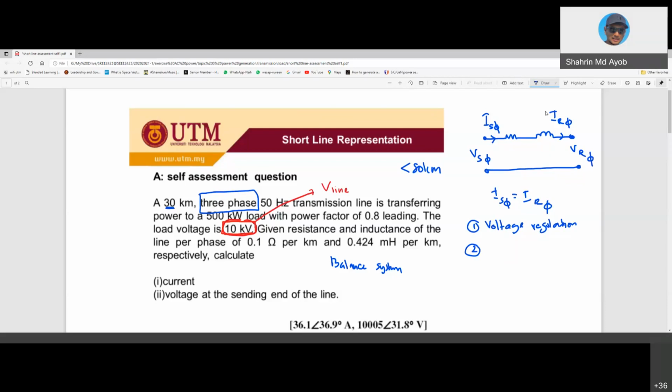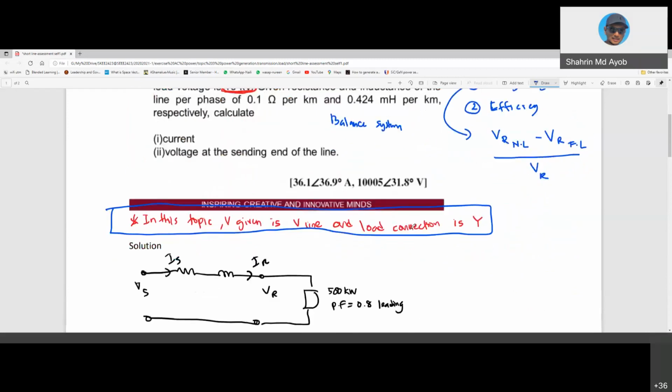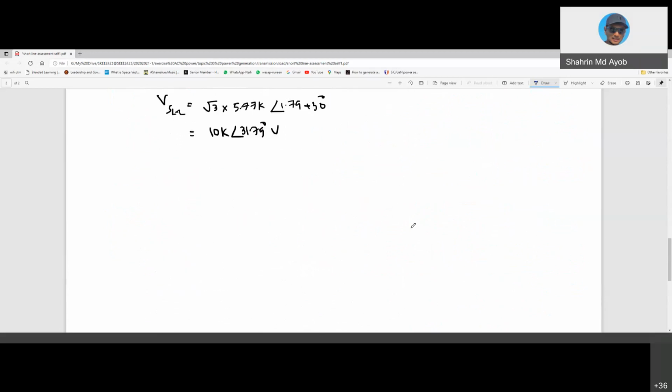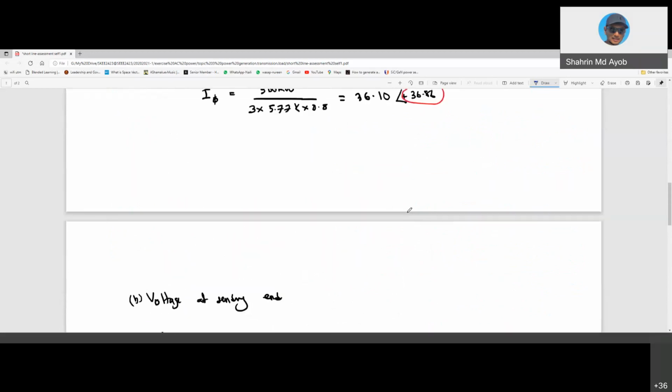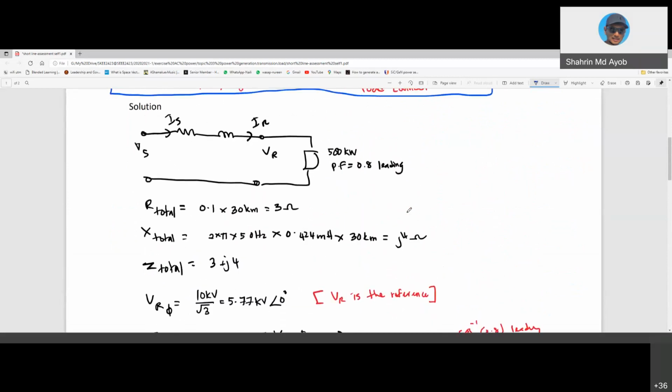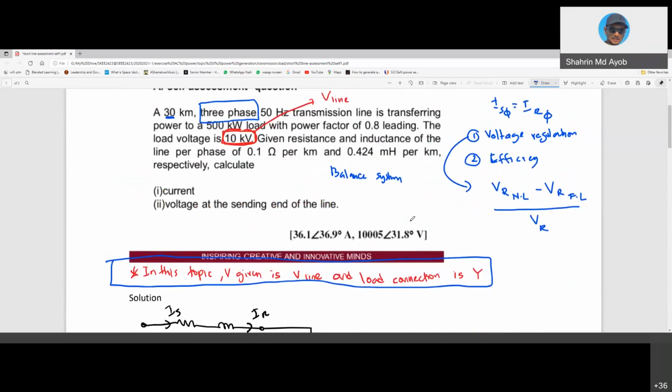The second one is the efficiency. For the voltage regulation, it's the difference between the receiving voltage during no load minus the receiving voltage during full load, over V_R, if not mistaken. If not mistaken, this one is actually full load.